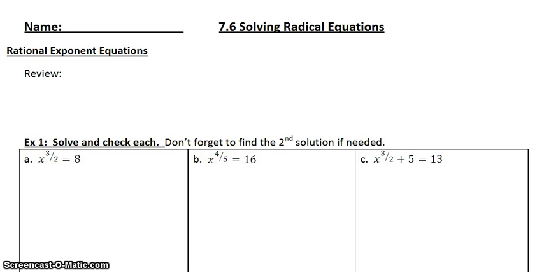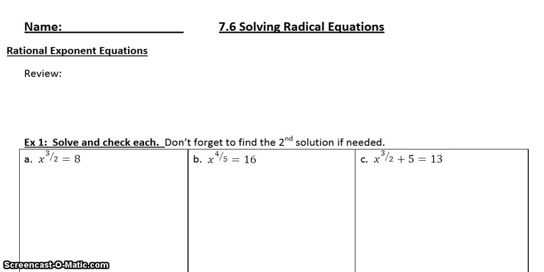Hello, welcome to section 7.6 everybody, solving radical equations. This is the last section of chapter 7, and in all of chapter 7 we've been working on radicals and exponents. We simplified, we graphed, we found inverses, and now in this last section we're going to be given radical equations and equations with rational or fractional exponents, and we're going to solve them.